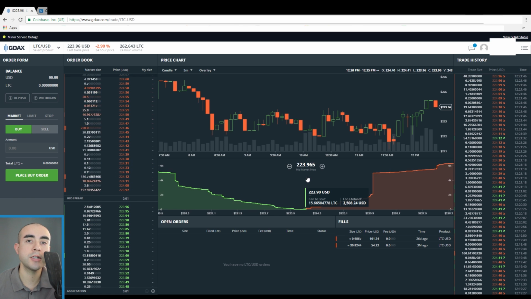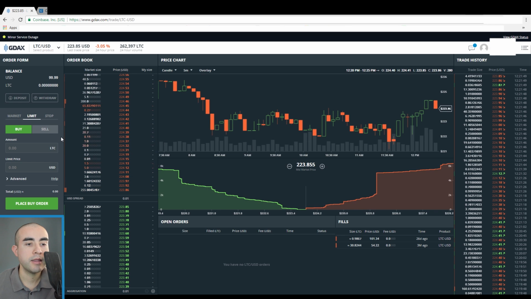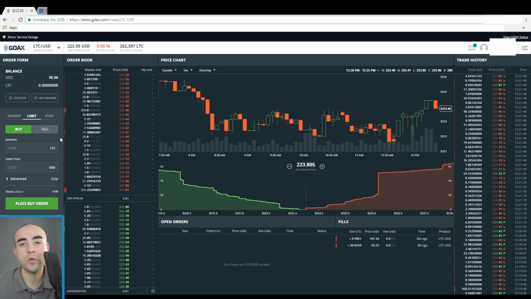But if you want to take advantage of 0 commission fees, what you want to do is place a limit order here. That means the order will not fill right away, but it will fill at your price, the price that you want to buy at, or the price that you want to sell at. And with limit orders on GDAX, it's a 0% fee. So just keep that in mind. But I'll show you that again in more detail in my GDAX tutorial video. And that pretty much sums up today's review on the GDAX cryptocurrency exchange.